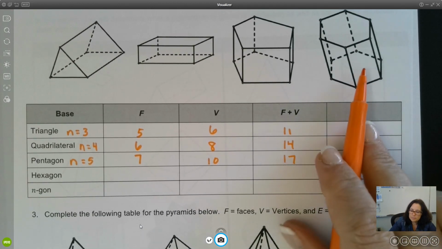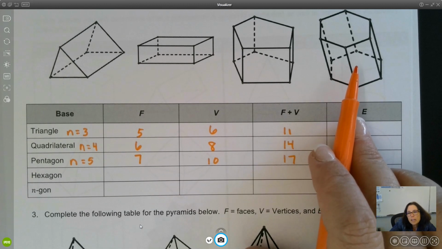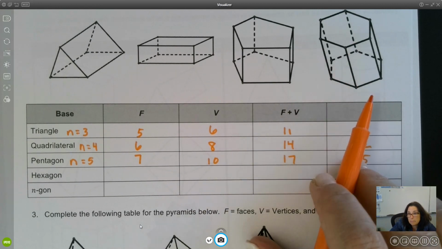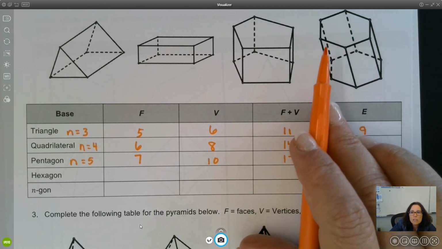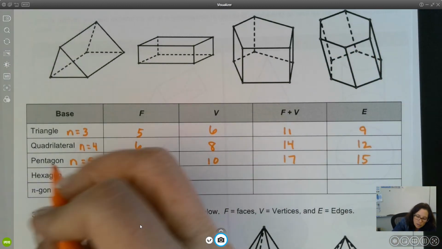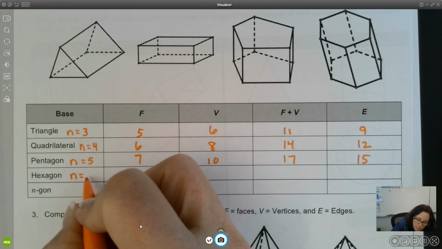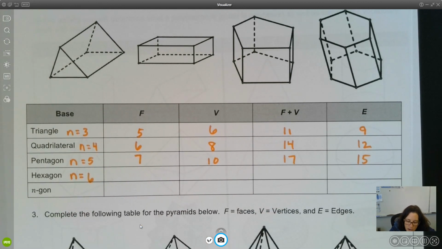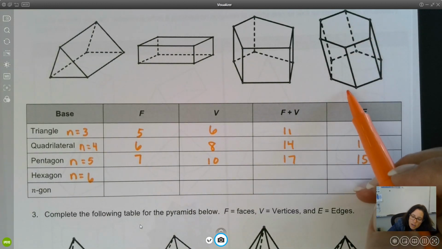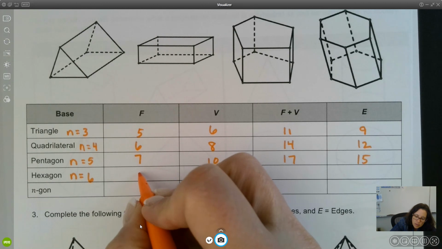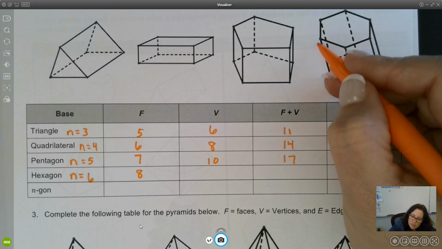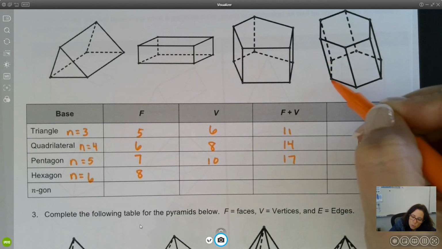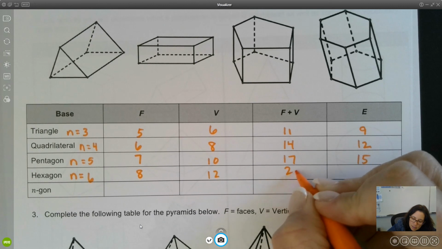Okay, hexagon. Hexagonal means the same thing. Prism. You've got a hexagon on the top, a hexagon on the bottom. Those are the bases, all connected by rectangles. So n equals 6, 6 sides on a hexagon. The number of faces would be 1 hexagon, 2 hexagons, and then 6 rectangles, so that would be 8. The vertices, 1, 2, 3, 4, 5, 6, 7, 8, 9, 10, 11, 12. Add these together, you get 20.